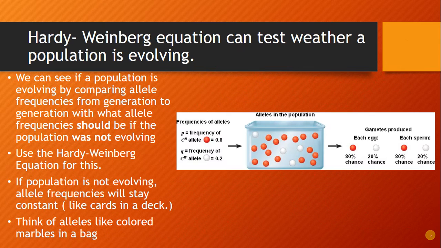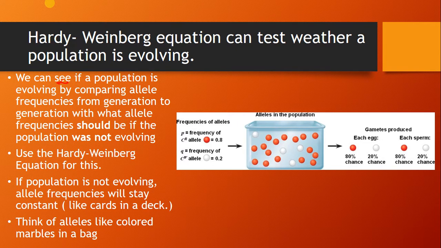Alright. So, now we need to look at the Hardy-Weinberg equation. And we use this to test whether a population is evolving. It's an equation, and we can see if a population is evolving by comparing the allele frequencies from generation to generation, because we know that our definition for evolution is the change of allele frequencies over time.